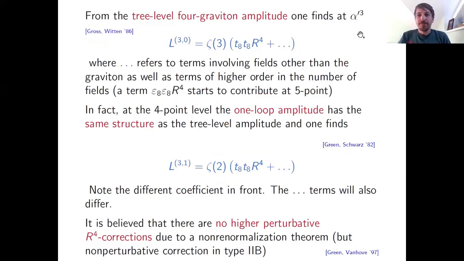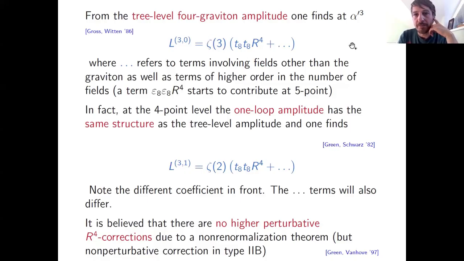And it was found originally by calculating the tree level 4 graviton amplitude in flat space. This calculation was done in the 80s by Gross and Witten. And if you do that, you find a correction at order alpha prime cubed, which involves the fourth power of the Riemann tensor with some particular tensor structure, which is encoded by this T8, which we'll come back to, and an interesting coefficient in front, zeta of 3.